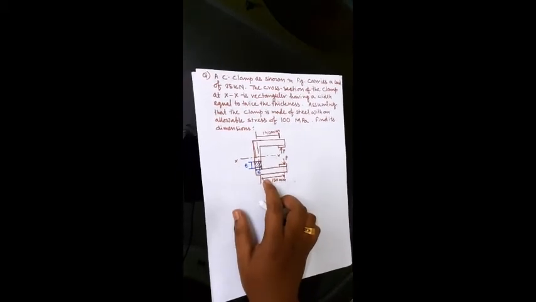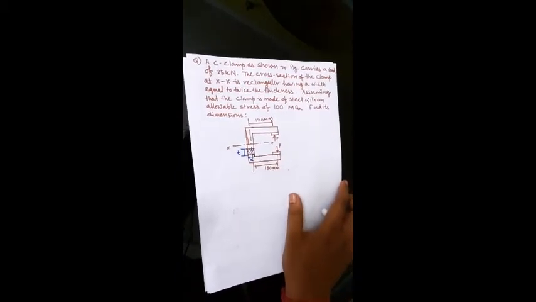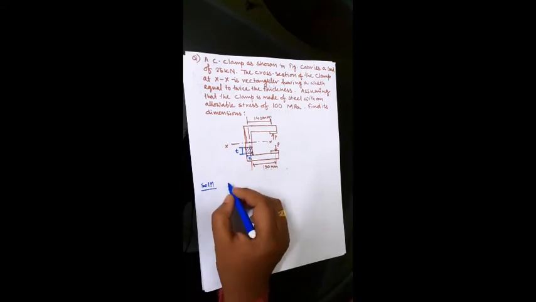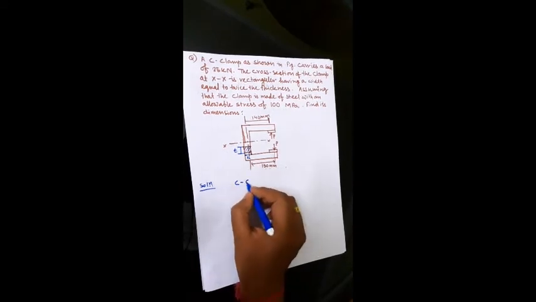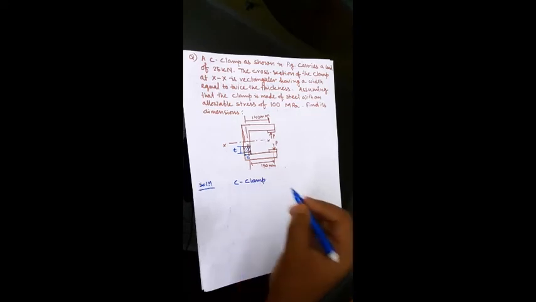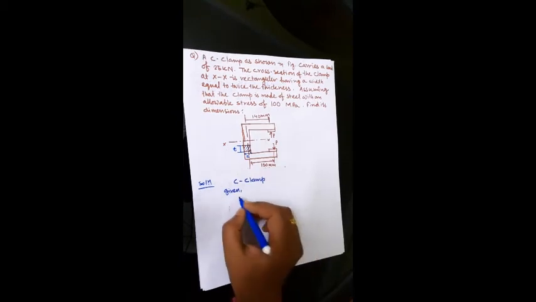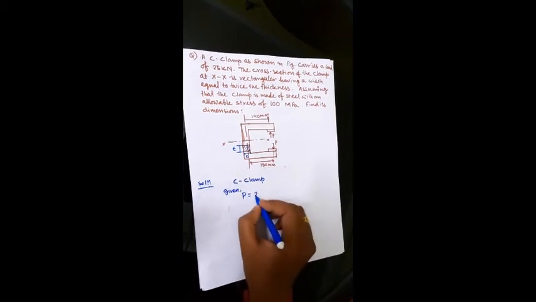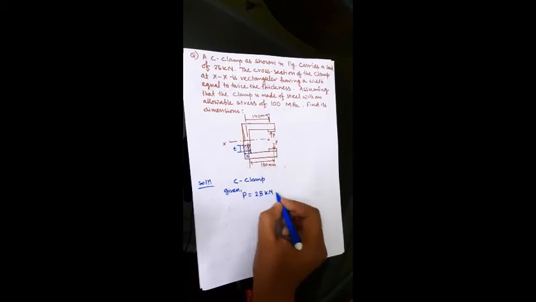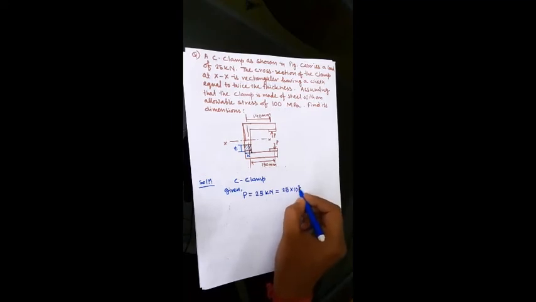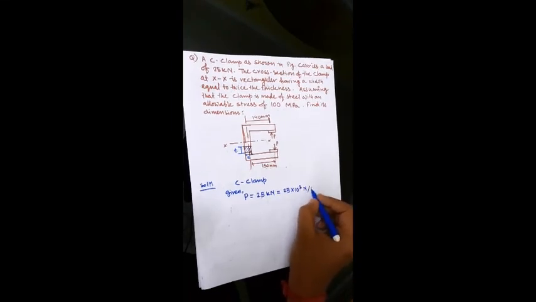So let us first take down the given data. Let's start with the solution by noting the given data. First, it is a C clamp, and the data that is given: first the load is given as 25 kilonewton. That means it is equal to 25 into 10 to the power 3 Newton.